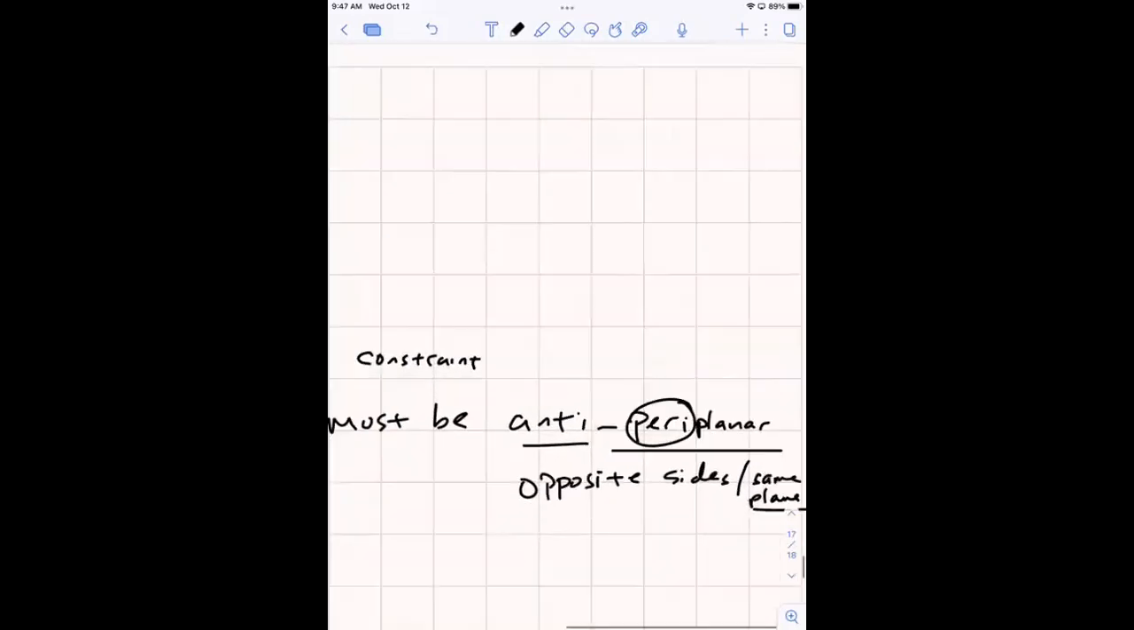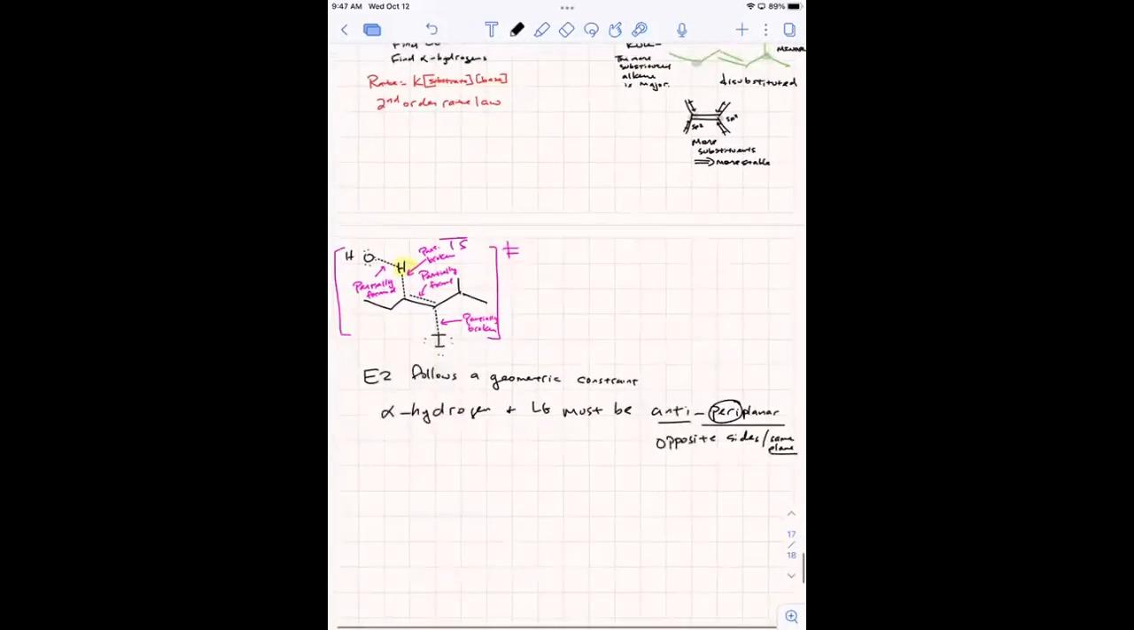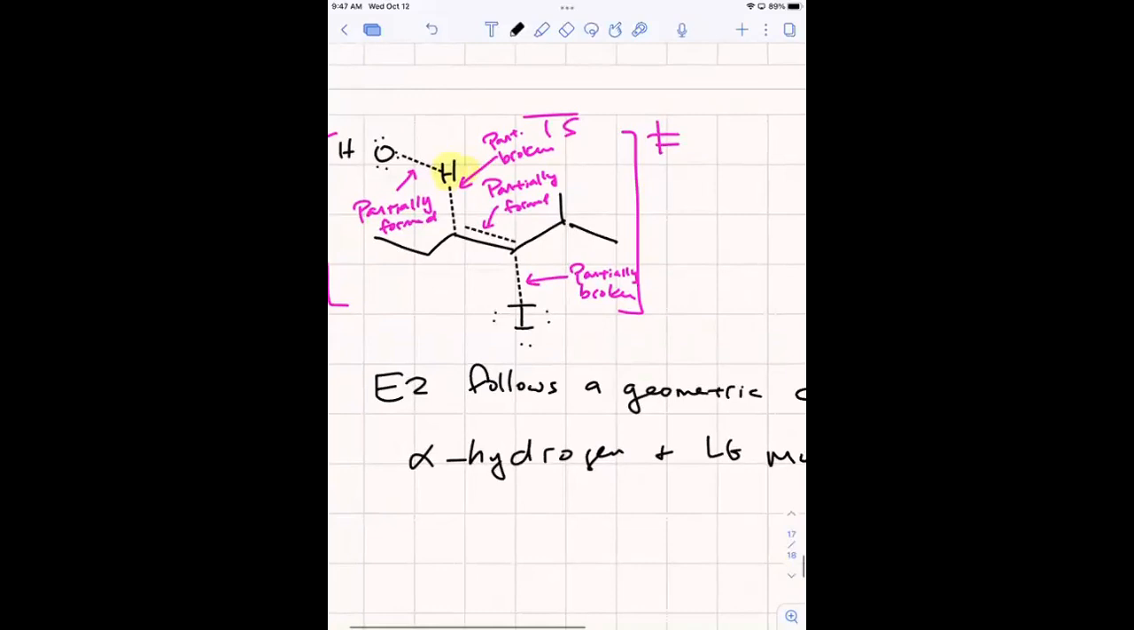Right. So if you notice in the transition state, the hydrogen is here and the iodine is here. That's the requirement, that they have to be on opposite sides of the same plane. If you took your hand and put it up against the screen, where the hydrogen was above your hand and the iodine was below your hand, that's what I mean by that. So the plane is there and the hydrogen is above the plane, iodine is below the plane.